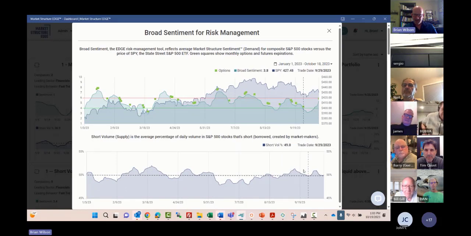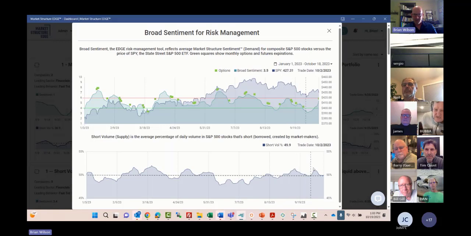This setup right here from a short volume perspective still, to me, closely resembles what was happening in March. We basically traded sideways on the SPY for the better part of a month. If you look at where we moved through, this green bar is an indicator of oversold conditions in the market. And we got some upside coming off of those oversold conditions.